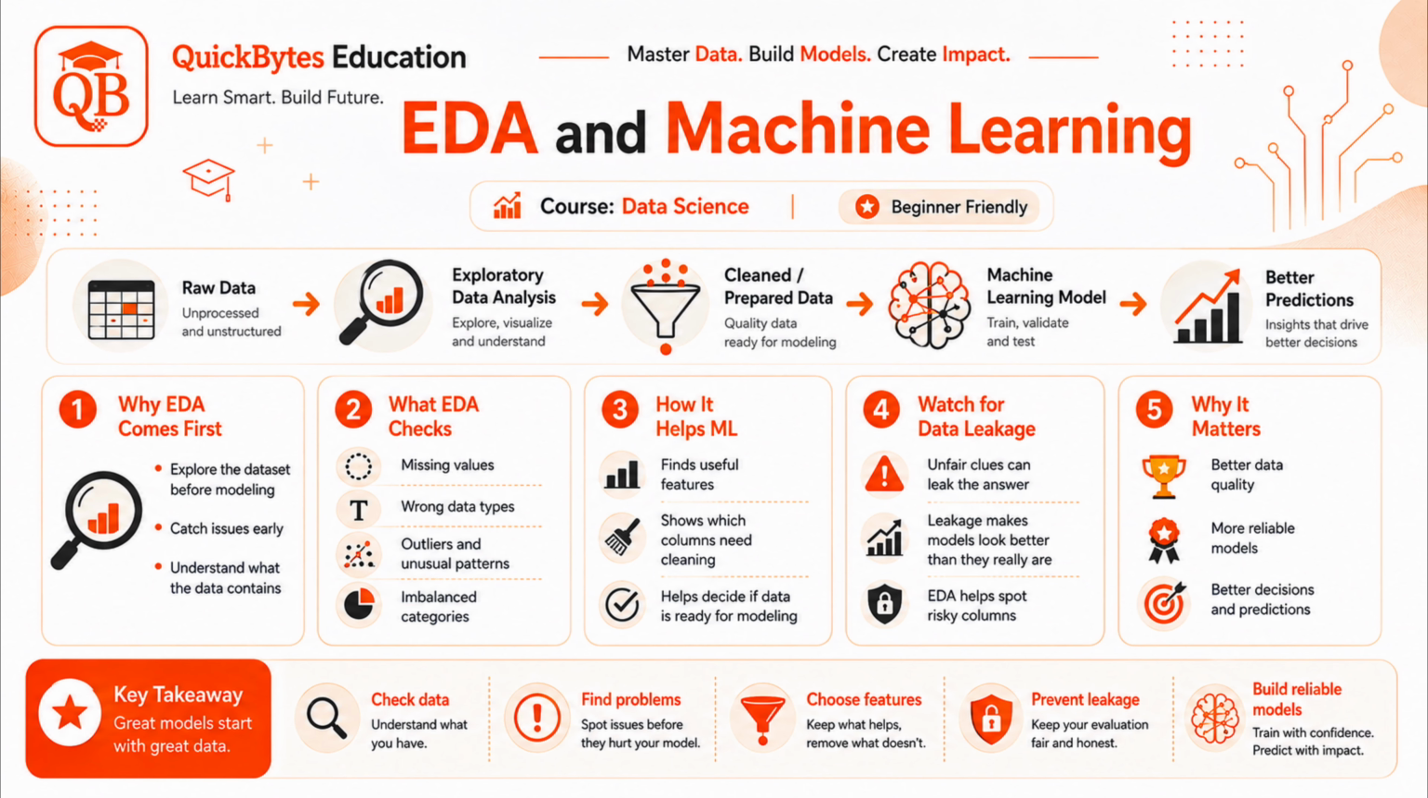EDA is also important before machine learning. Machine learning means computers learn patterns from data instead of being manually programmed for every single rule. If the data has problems, the model may learn the wrong patterns. EDA helps data scientists understand which features might be useful, which columns may need cleaning, and whether the data is ready for modeling. It also helps identify issues like missing values, imbalanced categories, unusual patterns, or possible data leakage. Data leakage happens when information accidentally gives the model an unfair clue about the answer. So EDA helps make machine learning projects more reliable.